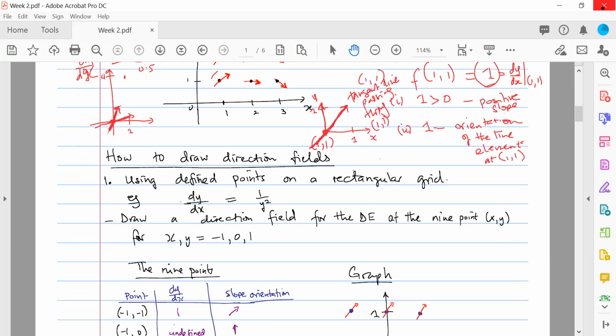One, we are going to use the given rectangular grid. Or you can also use what are called nullclines. Nullclines are the set of points at which the derivative is 0. Or you can use isoclines, which are the set of points at which the derivative is always constant. So we're going to deal with those three, and those are the points of emphasis for this chapter and this section.